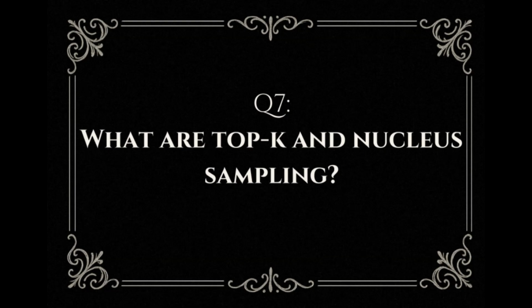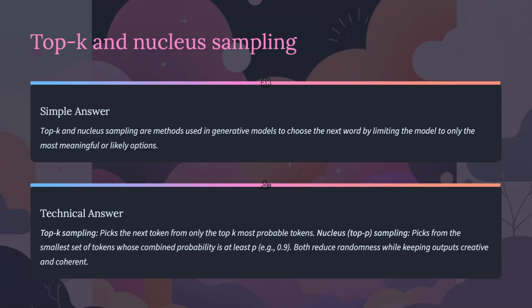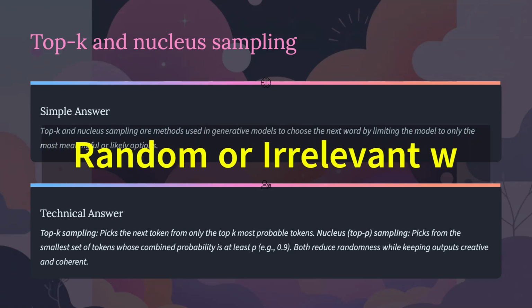What are top K and nucleus sampling? Top K and nucleus sampling are techniques that help generative models choose the next word in a controlled yet creative way. In simple terms, they limit the model's choices so it avoids random or irrelevant words.